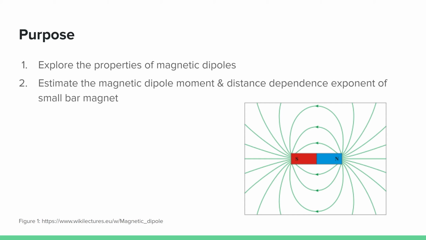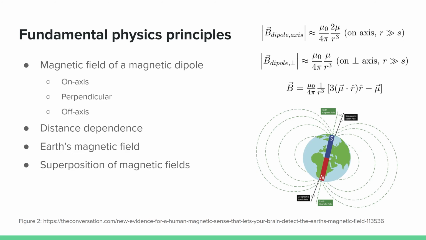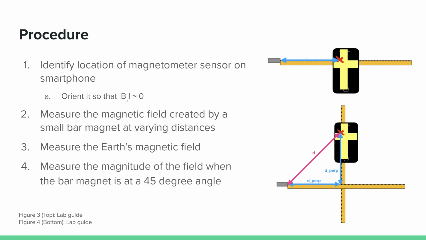observations to estimate the magnetic dipole moment and distance dependence exponent of a small bar magnet. To do this, we're going to rely on a handful of fundamental physics principles, namely, the magnetic field of a magnetic dipole, both on-axis, perpendicular, and off-axis, the concept of distance dependence, the Earth's own magnetic field, and the superposition of magnetic fields. The procedure itself involved the following steps.